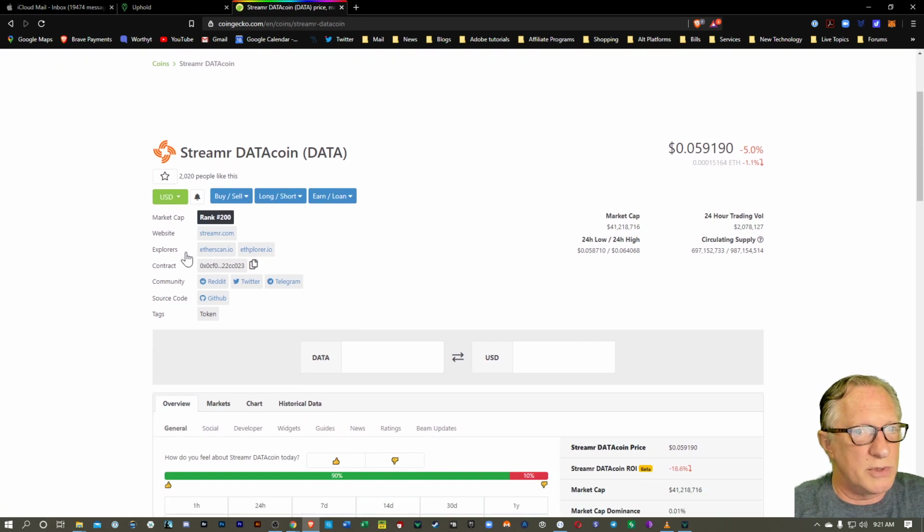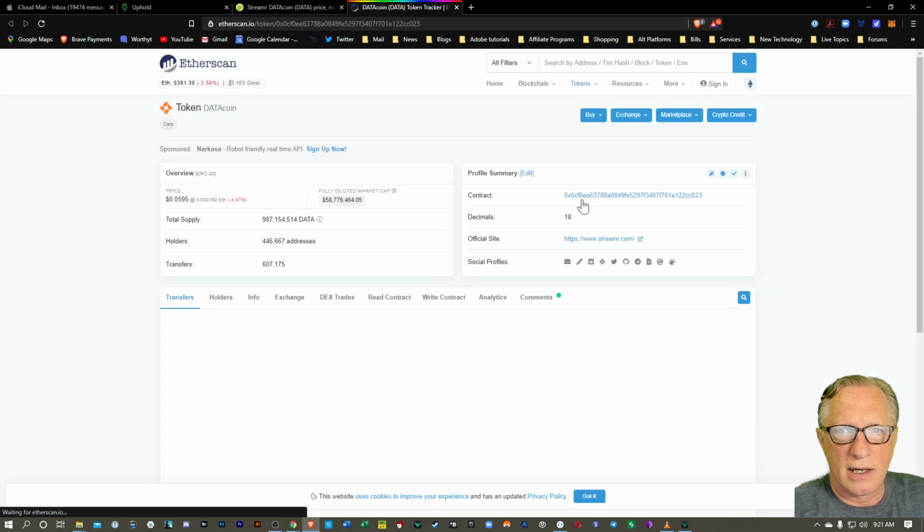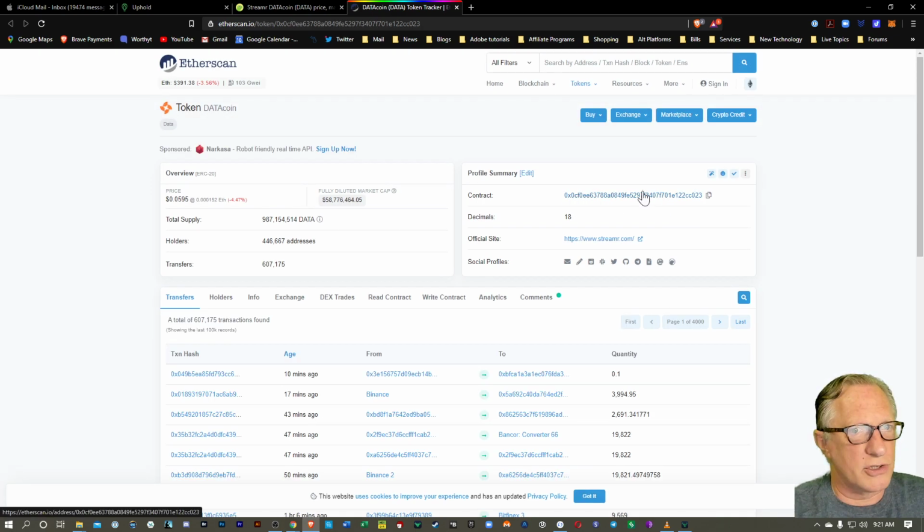Now there's something unique about a coin. Let's look here where it says Explorers. We can go to etherscan.io and check that contract address. This is what makes it unique. This is unique to every ERC20 token.